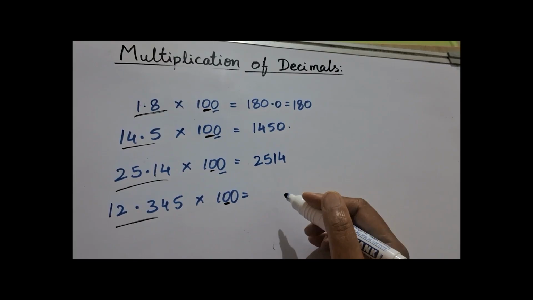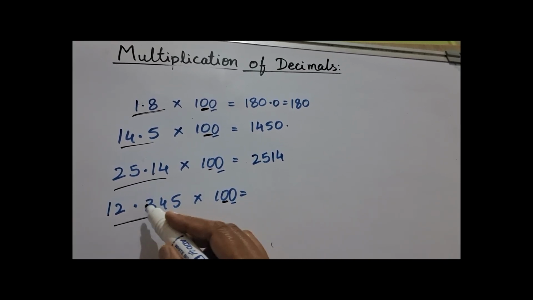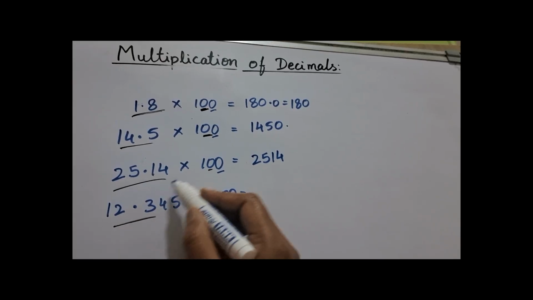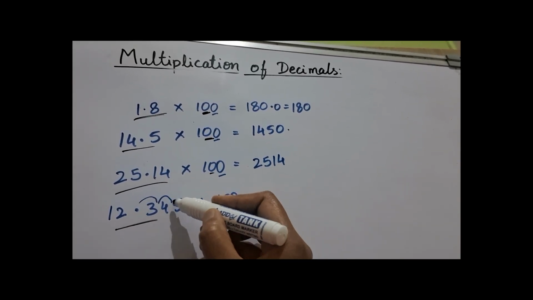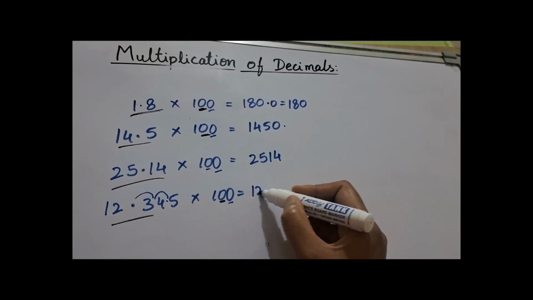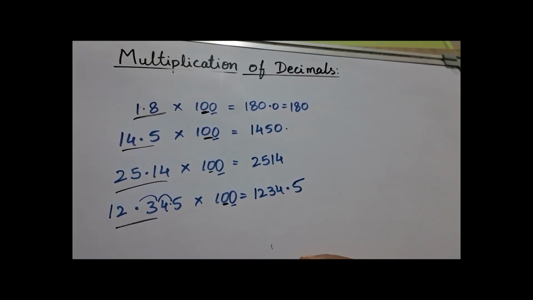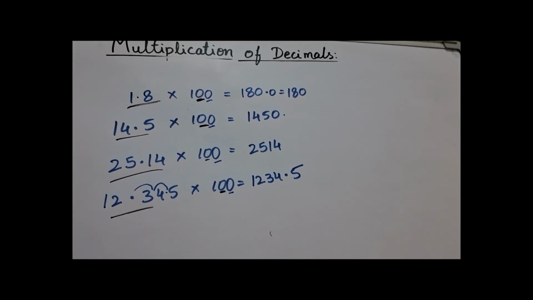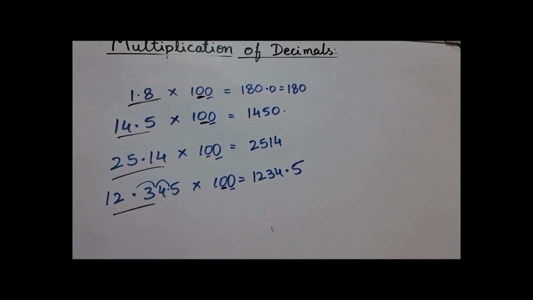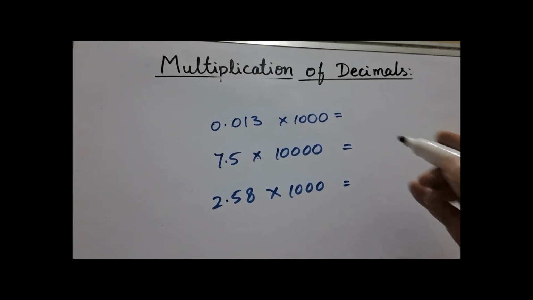Next, 12.345 into 100. 2 zeros again, the point will jump 2 digits in the right side. 1, 2 here. That means 1, 2, 3, 4.5. Children, in this way, we can do multiplication of decimal numbers. Now let us consider some more examples, children.